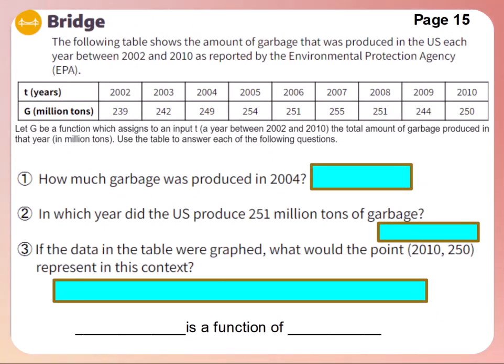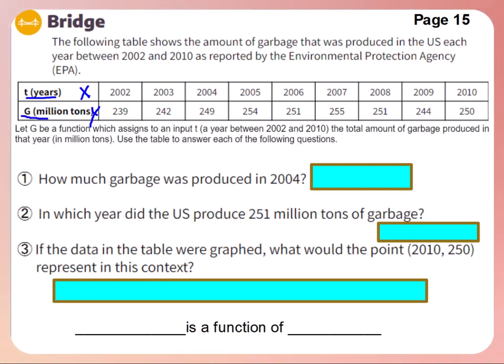All right, turn to page 15. Okay, we have a table. So this first row is going to be your X value. Again, I'm going to repeat this. Your X is typically time. So we're using a T for years. And your Y value, the second row, is typically going to be your output. And our output is millions of tons.